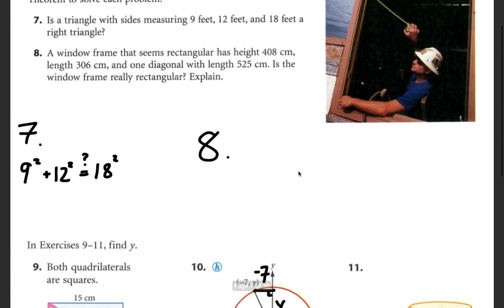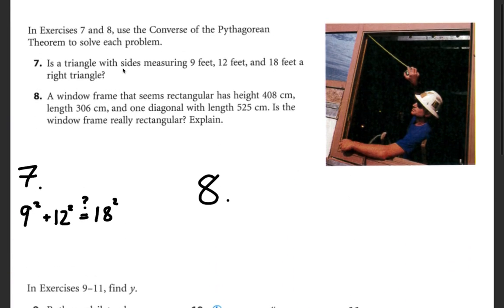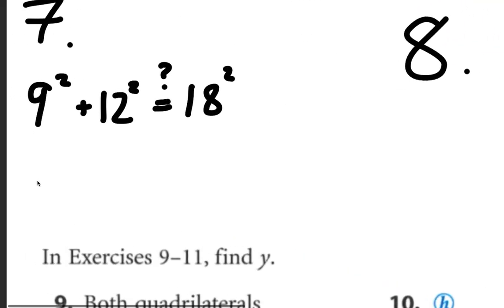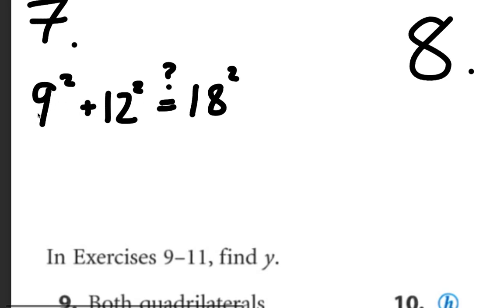Let's do some word problems. Is a triangle with sides measuring 9 feet, 12 feet, and 18 feet a right triangle? Well, you'd set it up like this. The largest one goes all by itself as the hypotenuse, and you'd wonder whether or not 9 squared plus 12 squared is equal to 18 squared. If it does, then it is a right triangle. If it doesn't, it's not.